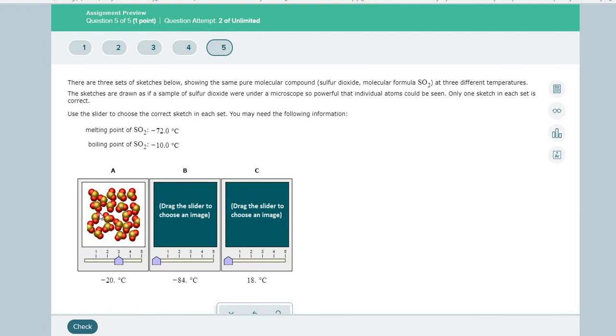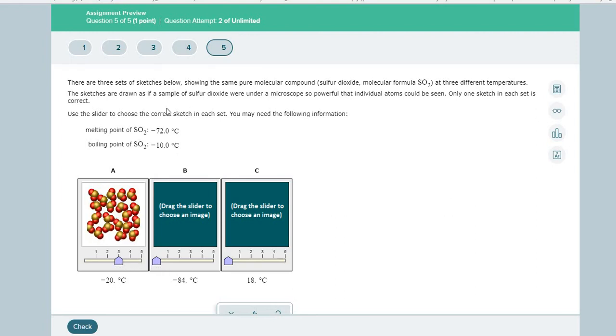This likely is a liquid. Notice how it is disorganized. It's assumed the shape of this container. And so I'm sure that this is going to be it. Let's just glance at the other two. That is not sulfur dioxide, and that looks like sulfur dioxide perhaps in a gas form. So this is the liquid form right here.